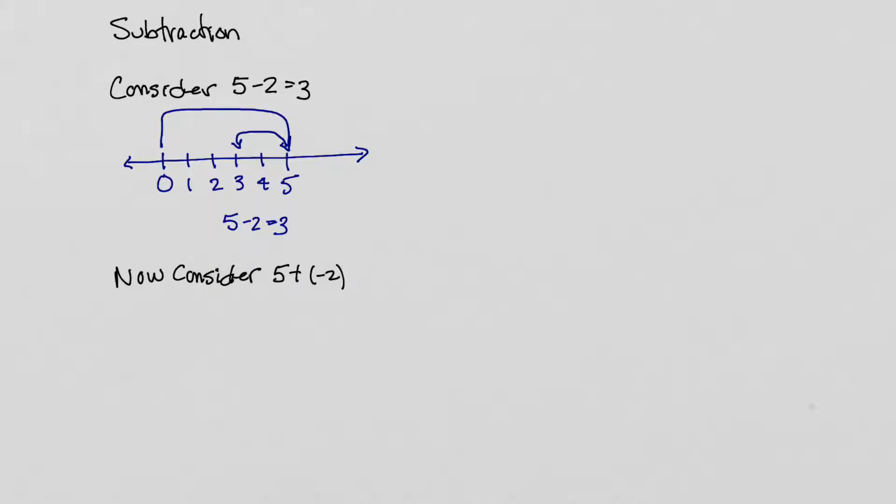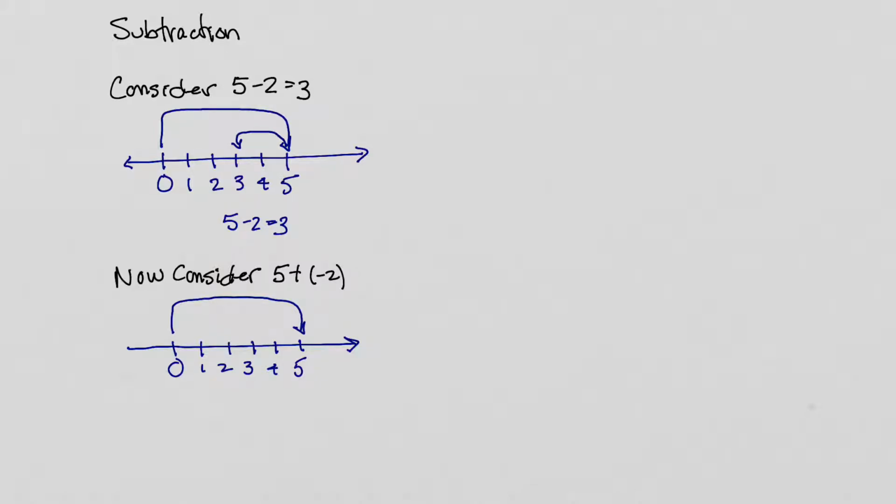Okay, so now let's consider this one. This is 5 plus negative 2. So we've got numbers with opposite signs. We know how to do this already, but let's do this by looking at the number line. I'll draw another number line. Here's our 0. 1, 2, 3, 4, 5. So we're going to start out here at the 5. So let's go from 0 out to the 5, so we'll go out here 5 units.